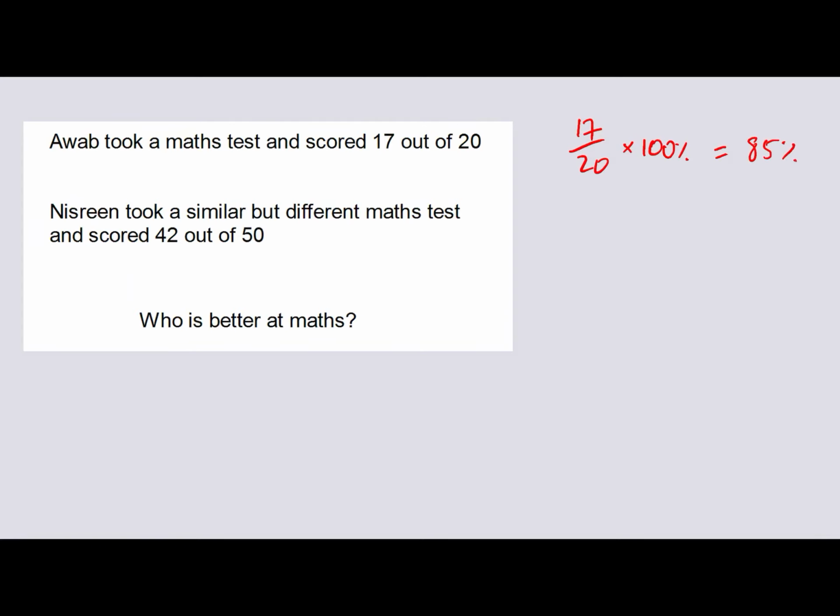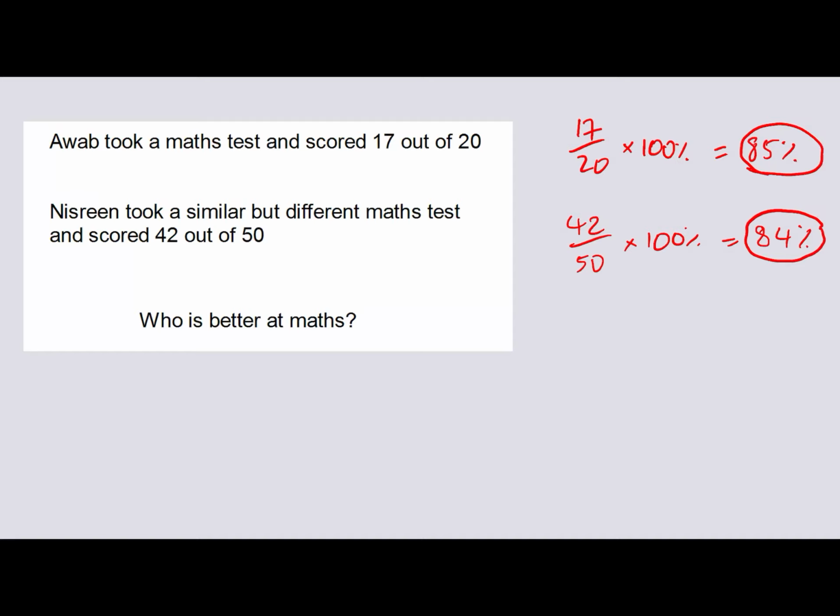So we can look at Awab's percentage. He scored 17 out of 20 times 100%. And if you use a calculator, I don't need a calculator for this, I'll tell you the answer is 85%. Okay, Nizreen got 42 out of 50. Again, if you need to use a calculator, do, but I actually can do that without. I think that would be 84%.